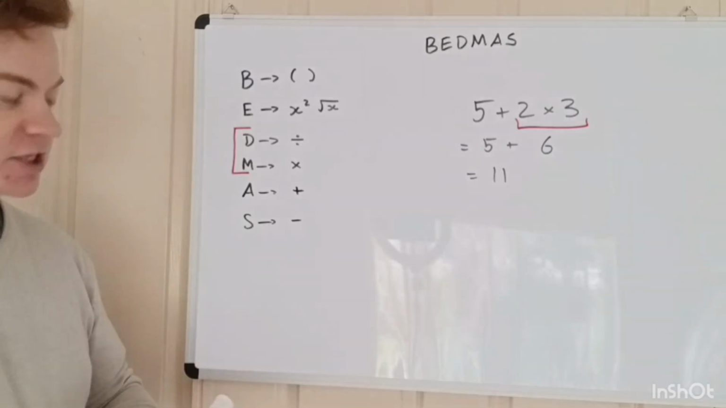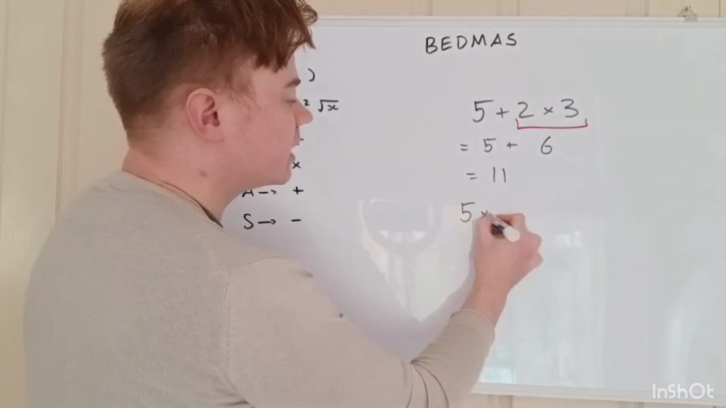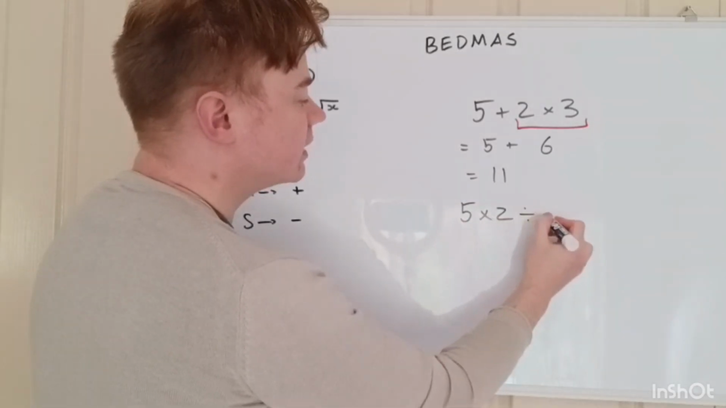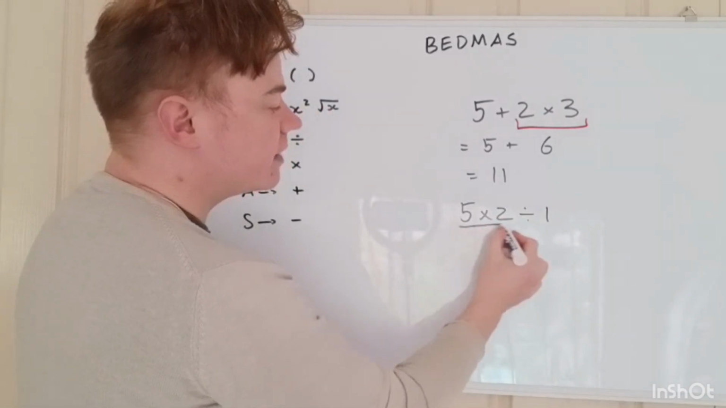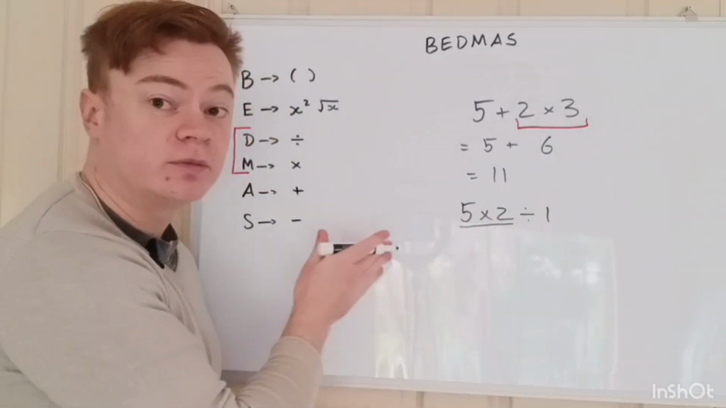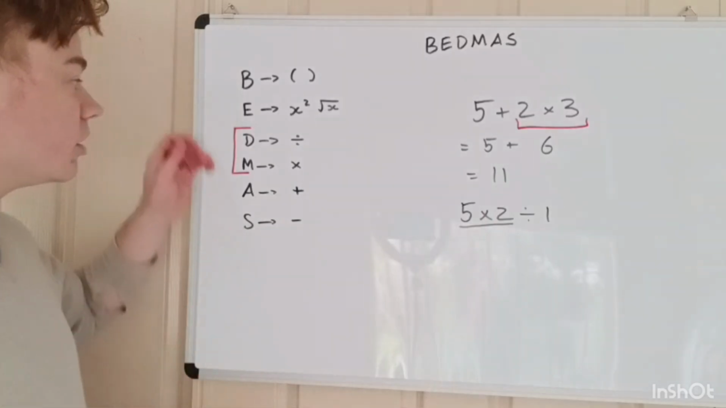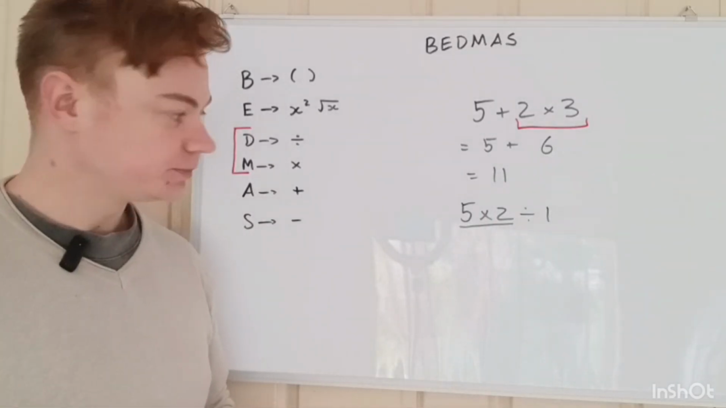Now, if you have an expression that looks like this, 5 times 2 divided by 1, you just do 5 times 2 first. You wouldn't do 2 divided by 1 first. You just go from left to right because division and multiplication are tied for priority.